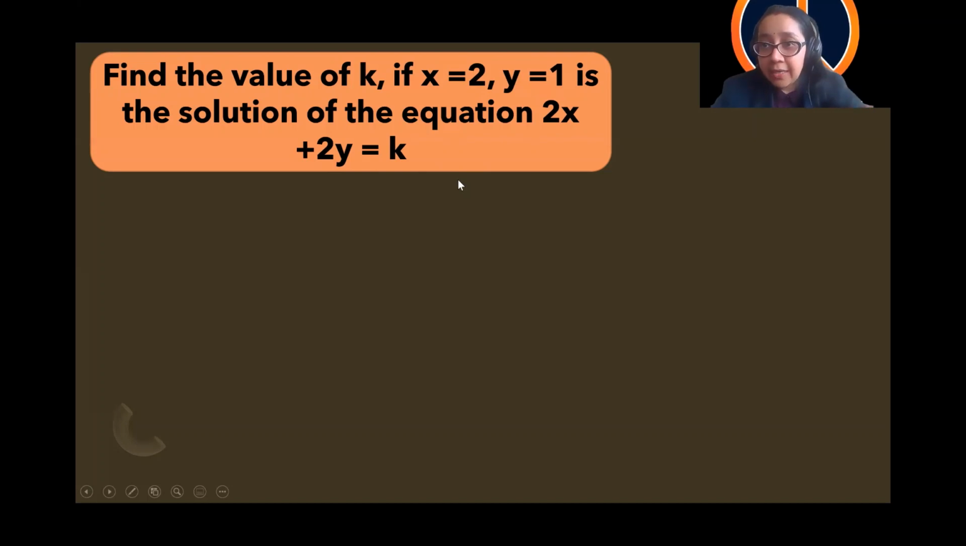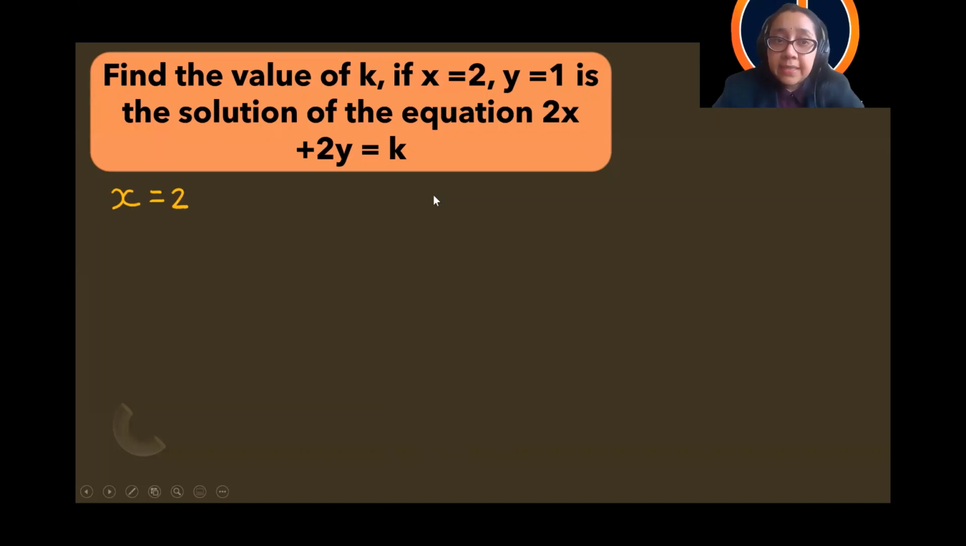So read the question again. The given equation is 2x plus 2y equal to k. K is an unknown thing, but it is not a variable here. It is a constant. We have to find it out. And it is given that x equal to 2 and y equal to 1. And also the second information is given that this value 2, 1 is a solution of the equation.